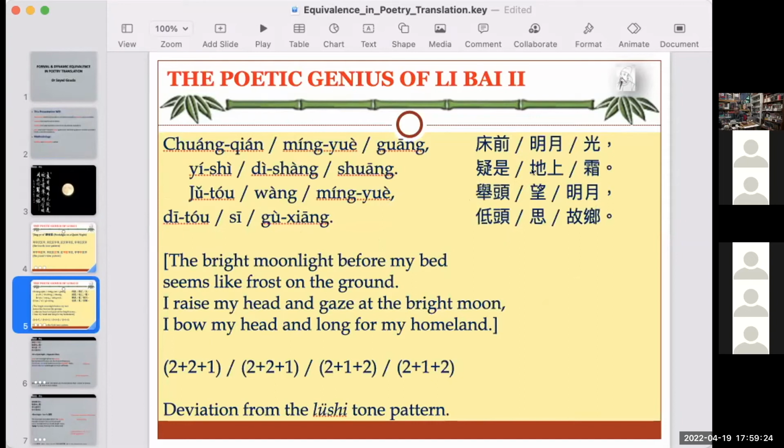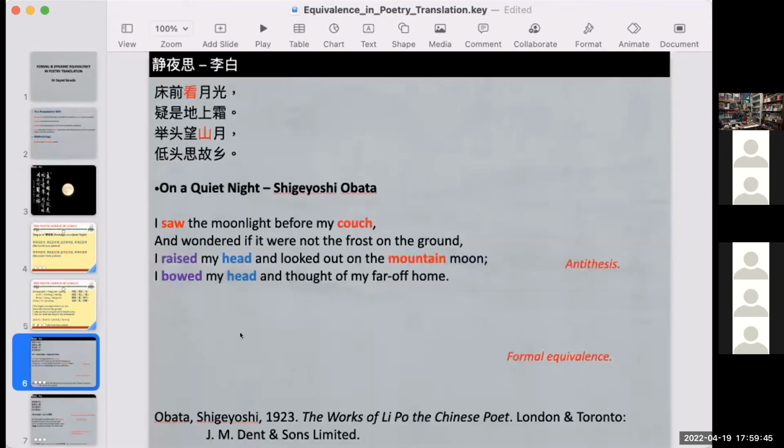Okay, so this is the poem here. This is how I divided it. This is my own scansion. I would read it this way, or I would analyze the rhythm. I don't have to read it this way, but analyzing the rhythm, I think I would do it this way: 2-2-1, 2-2-1, then 2-1-2, 2-1-2. And then Obata, this is how he translated it.